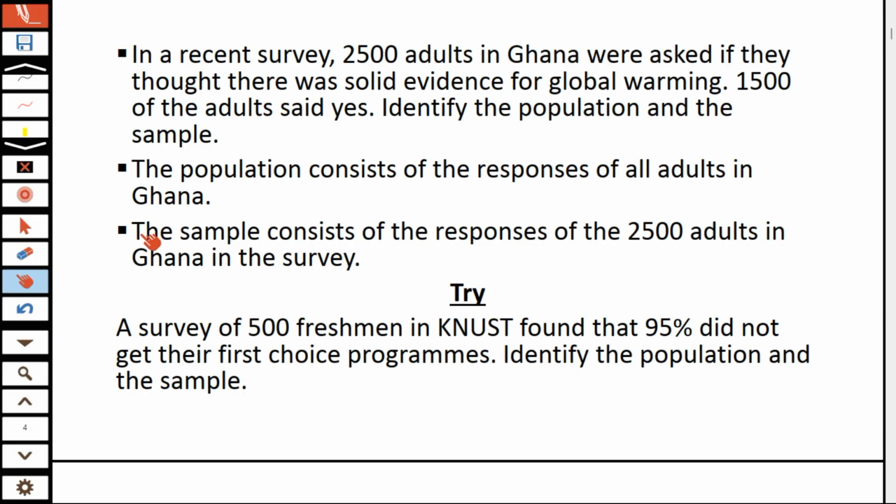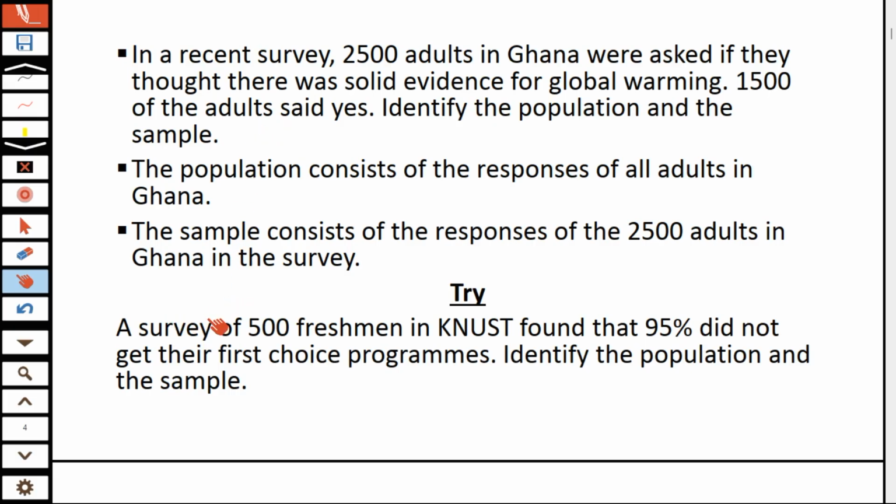And then for the sample, it will be the sample consists of the responses of the 2,500 adults in Ghana in the survey, right? So here it's just the people that we selected, their responses is what we term as the sample. Yes. So that is that for this question. That is the sample and the population. There is another question here.